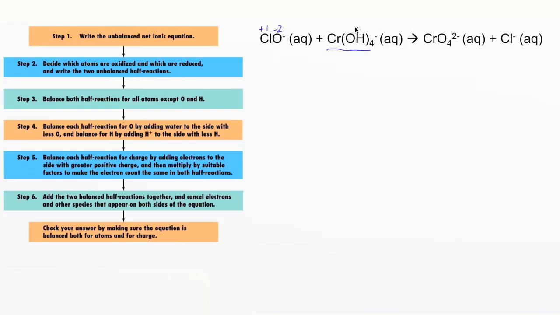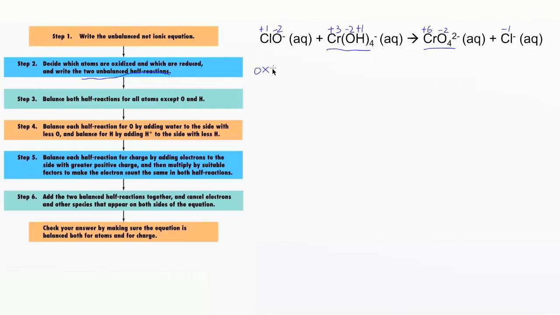For the second species, oxygen is -2, hydrogen +1. Again, if you do the math, the chromium oxidation state is +3. For the two products, -2 for oxide, chromium should be +6. And chloride, since it's a simple ion, the charge of the chloride is the oxidation state of chlorine, -1. All right, and then we write the two unbalanced half reactions. Once you identify the oxidation states, you can identify which one is oxidized and which one is reduced.